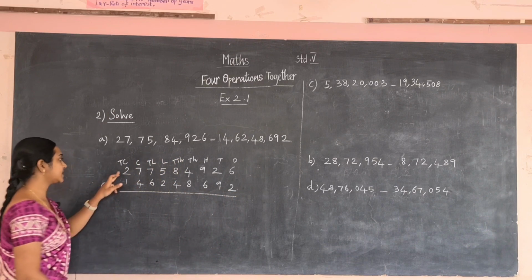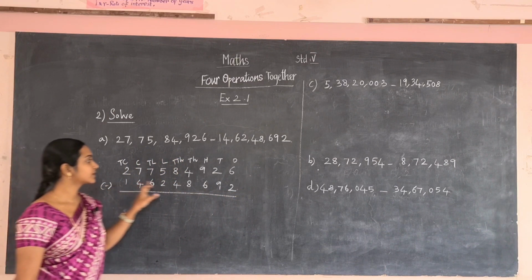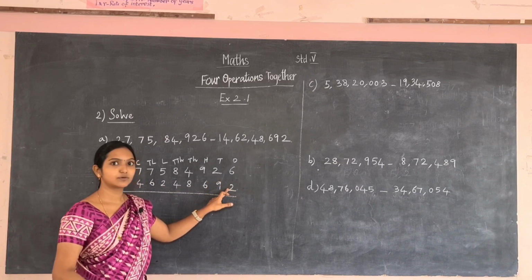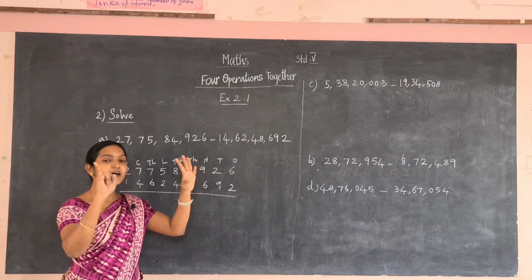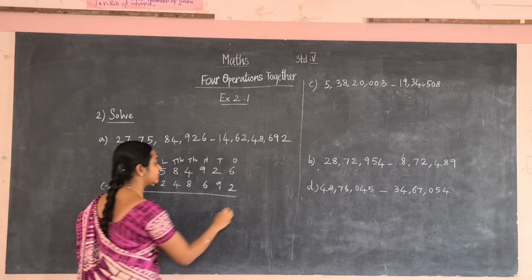We are going to subtract these two numbers. 6 minus 2. Take 6 in your fingers and reduce 2. The number will be 4.